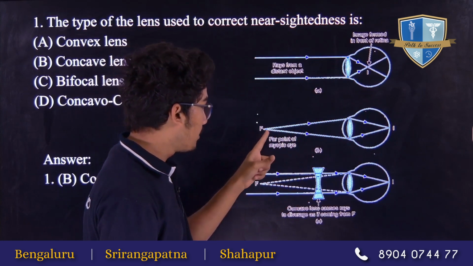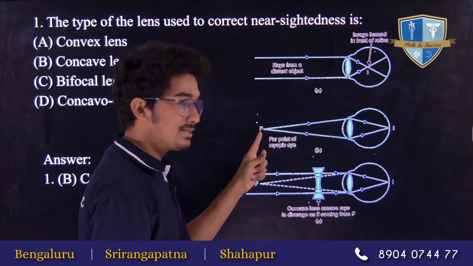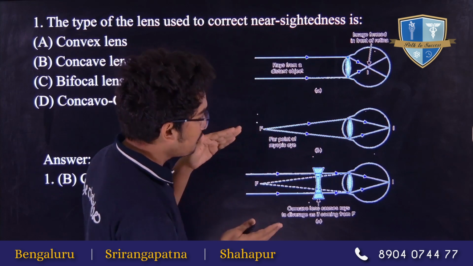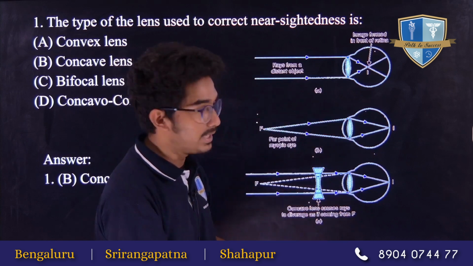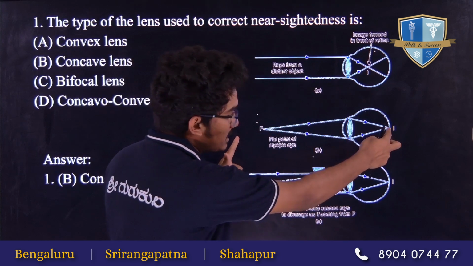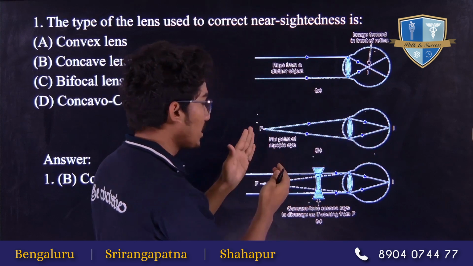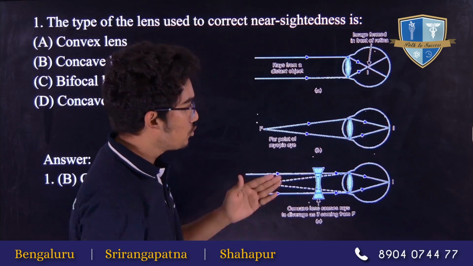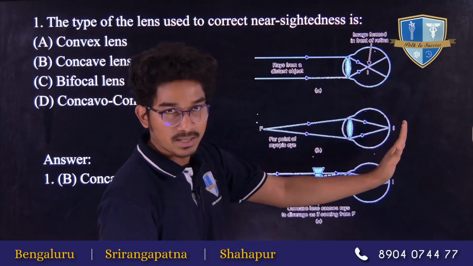If the object is at this distance, the f distance, then the image will form exactly on the retina. After this, the image will shift to the front. So if the object is farther from here, the image will shift in front. To shift this image back again, what are we supposed to do?